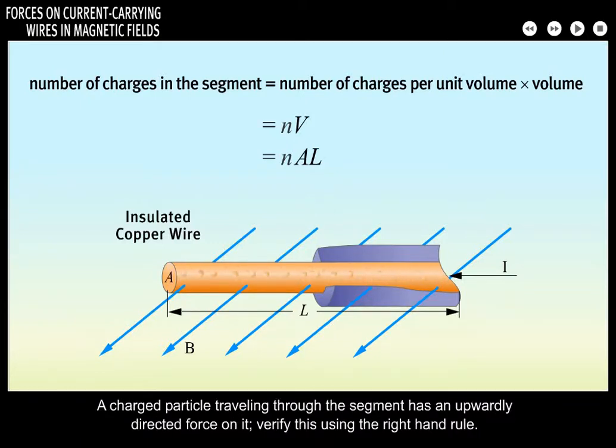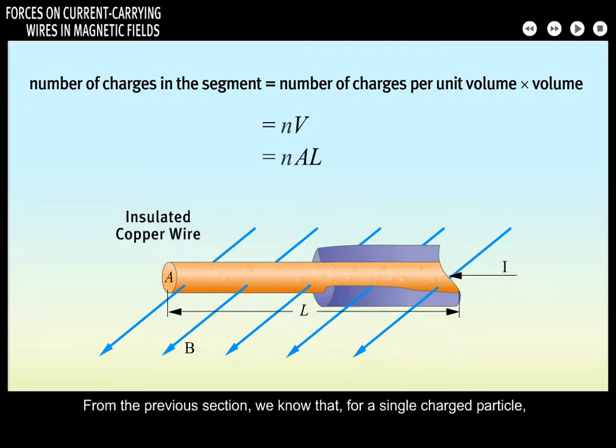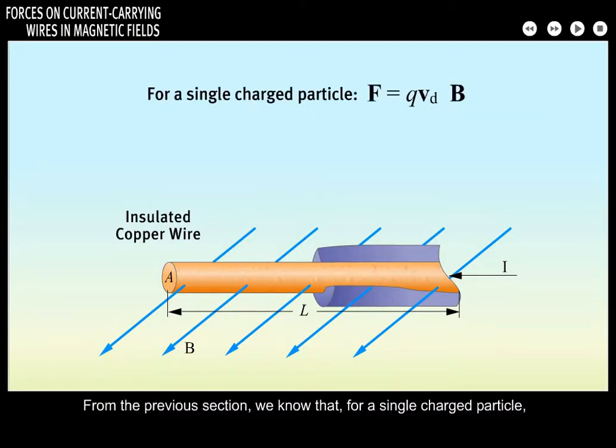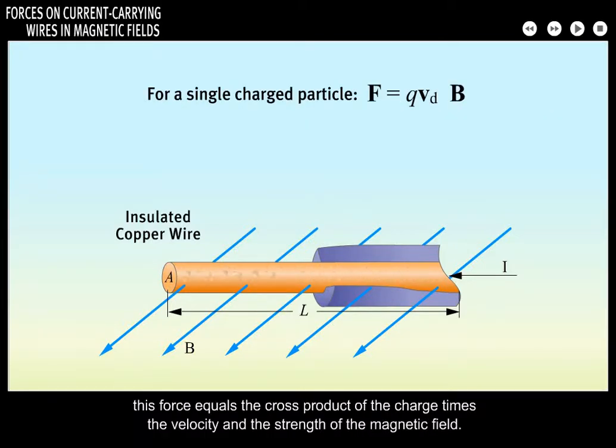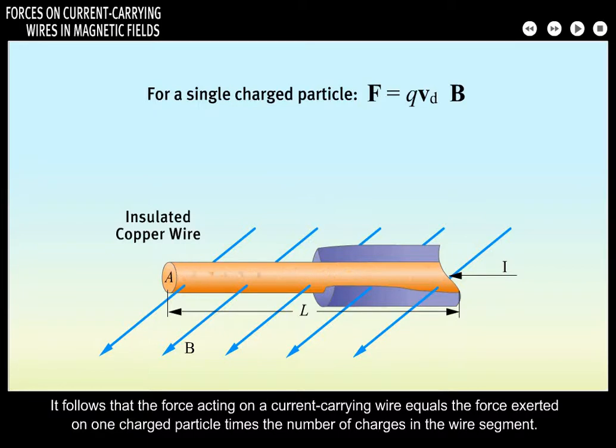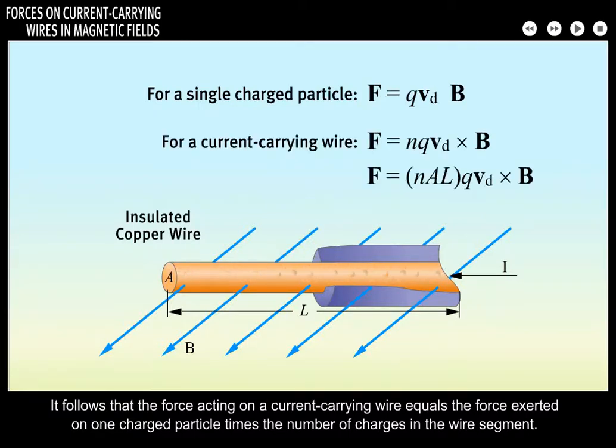A charged particle traveling through the segment has an upwardly directed force on it. Verify this using the right-hand rule. From the previous section, we know that, for a single charged particle, this force equals the cross product of the charge times the velocity and the strength of the magnetic field. It follows that the force acting on a current-carrying wire equals the force exerted on one charged particle times the number of charges in the wire segment.